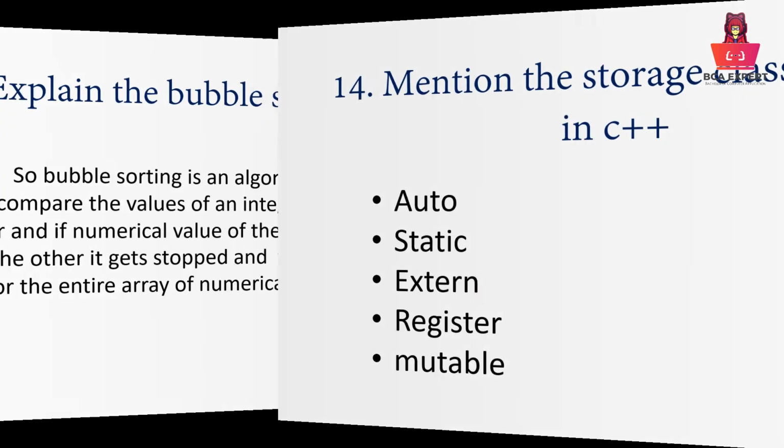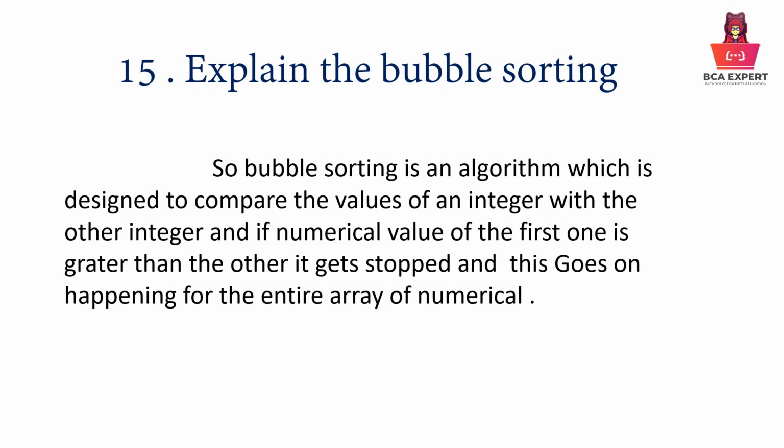So next one, explain bubble sorting. Bubble sort is an algorithm designed to compare the value of an integer with the other integer, and if the numerical value of the first one is greater than the other, it gets swapped. This goes on happening for the entire array of numbers. So that is the bubble sort.